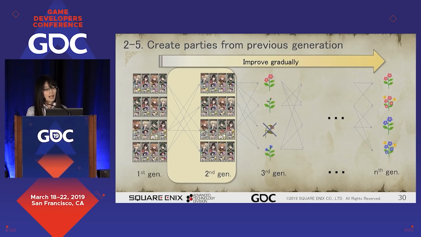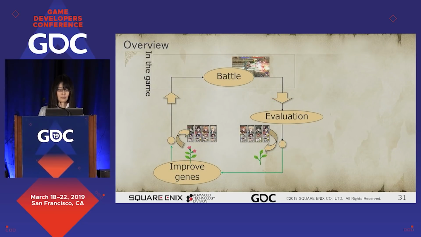Until now, I explained the evaluation of the parties, the selection of the best parties, their crossover, and their mutations. By repeating it many times, GA improves the parties gradually. This is a more simplified figure of the overview. Our system repeats the battle, evaluation, and improvement steps.